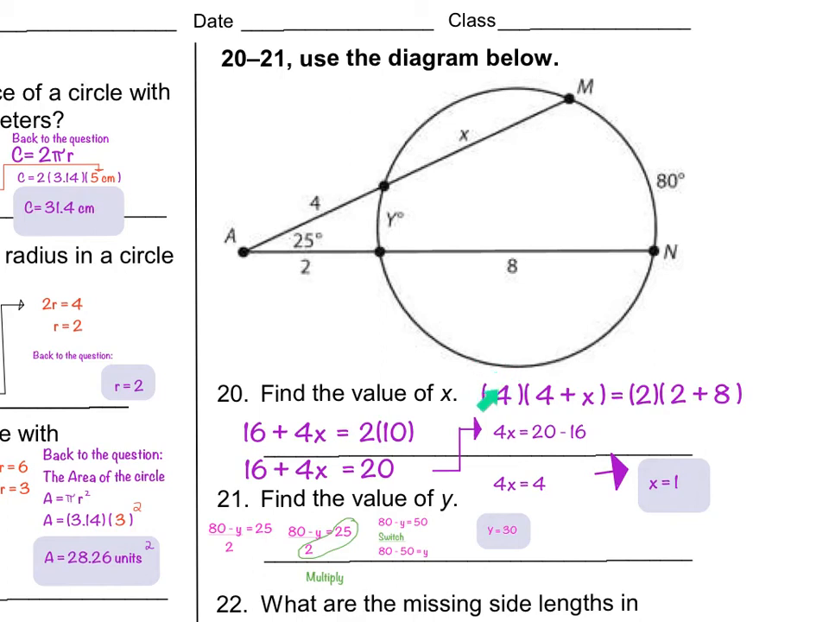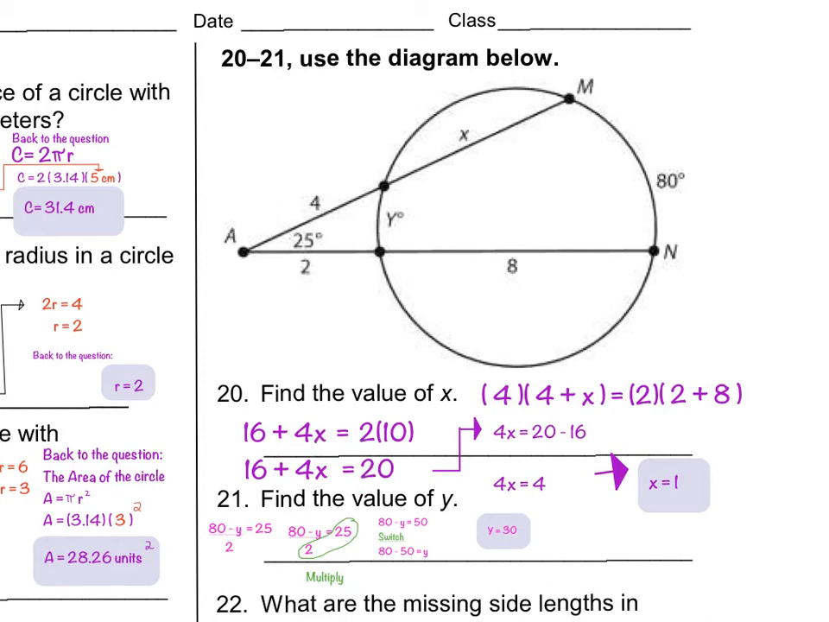So we're going to start with the outside, which is 4, and multiply with 4 plus x, which is the entire secant. On the other side secant, we start off with the outside, which is 2, and we multiply with the whole thing added together. So 2 plus 8 here. So we end up finding out that 2 plus 8 is 10, and 10 times 2 becomes 20.